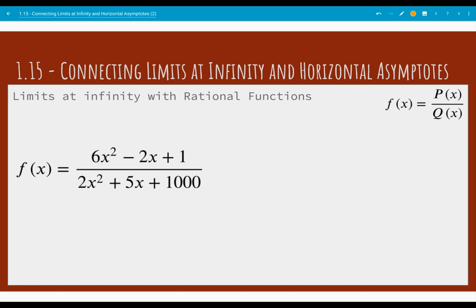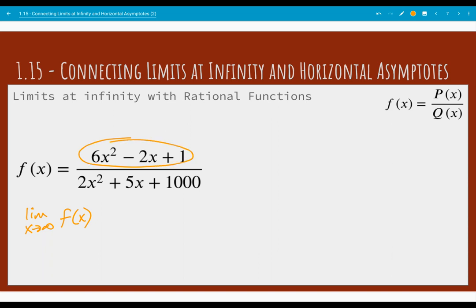So we're going to look at what happens with this function as we plug in larger and larger values for x. I want to look at what's going to happen with the numerator and denominator separately first, and then put it together and see if we can figure out what's going to happen with the function as a whole as x gets really big.